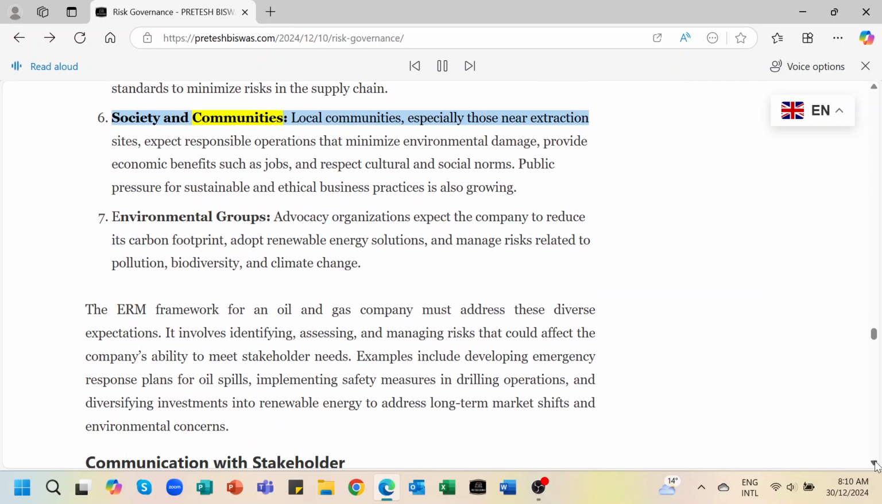Society and communities. Local communities, especially those near extraction sites, expect responsible operations that minimize environmental damage, provide economic benefits such as jobs, and respect cultural and social norms. Public pressure for sustainable and ethical business practices is also growing. Environmental groups. Advocacy organizations expect the company to reduce its carbon footprint, adopt renewable energy solutions, and manage risks related to pollution, biodiversity, and climate change.